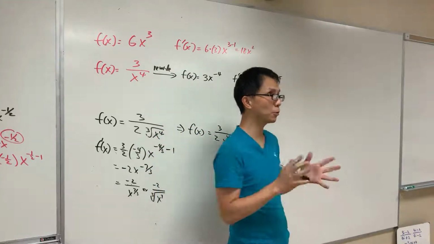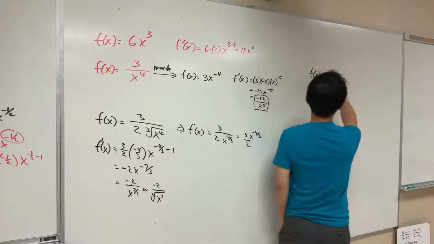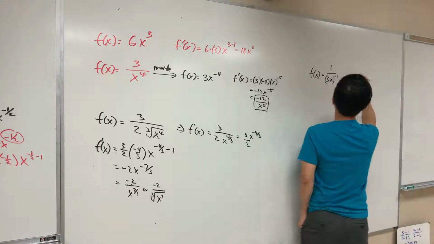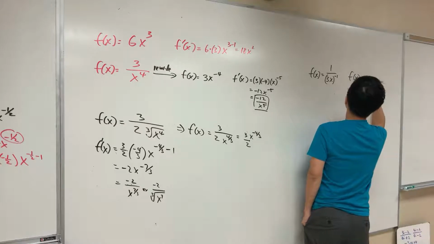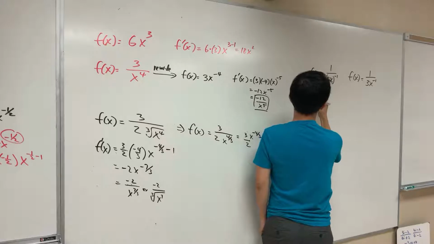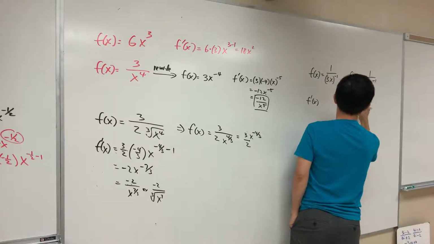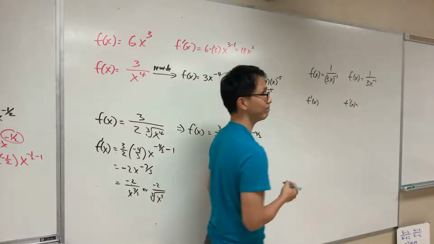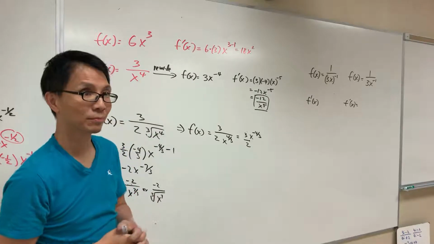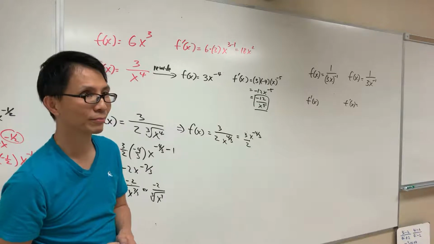Okay, so now I want you to realize this difference. This is an algebra difference, not a calculus difference. So f of x equals 1 over 3x to the 1, and f of x equals 1 over 3x to the negative 1. I want you to take a derivative of each. But before that, think about whether those two are the same or different. I remember this from the beginning of pre-calc.